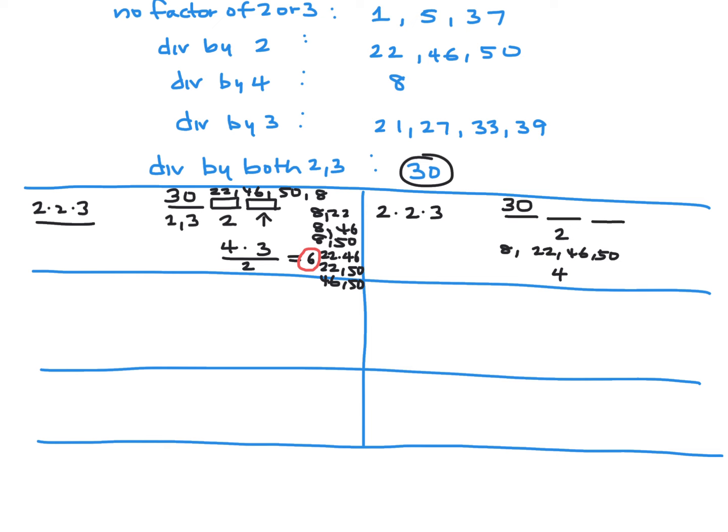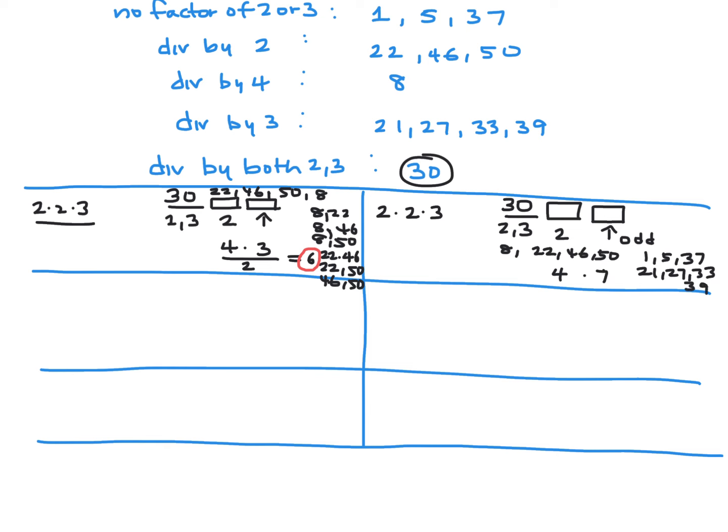But for the third number, at this point, since I've covered my bases, I've already got the 2, 2, and the 3, I can put anything else. So for here, I'm going to put an odd number. So the odd numbers are 1, 5, 37, 21, 27, 33, and 39. So there's 7 of those guys.